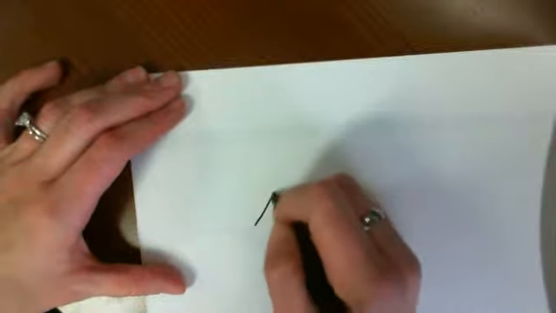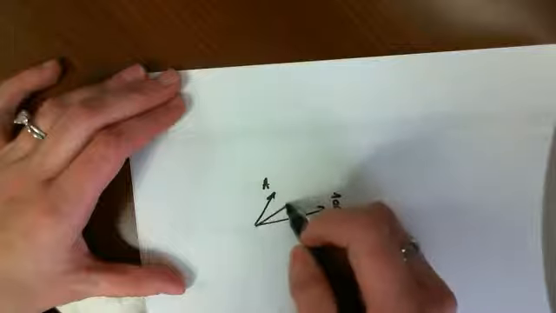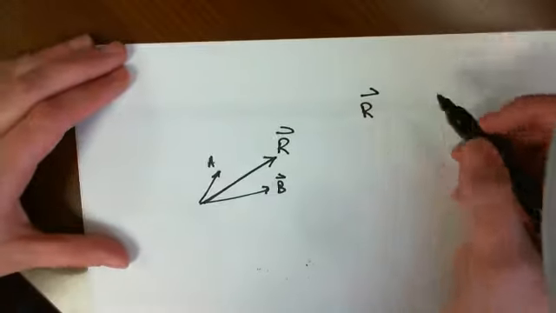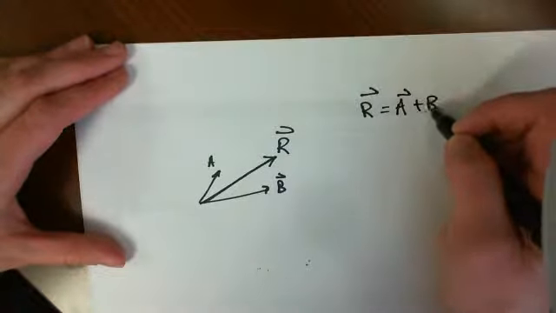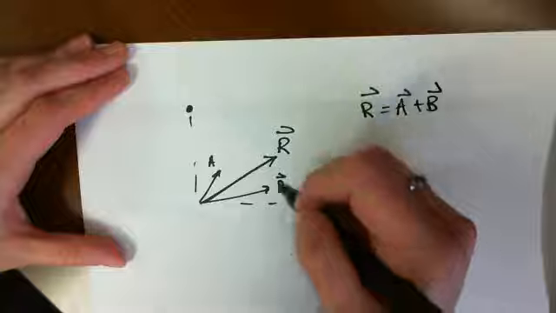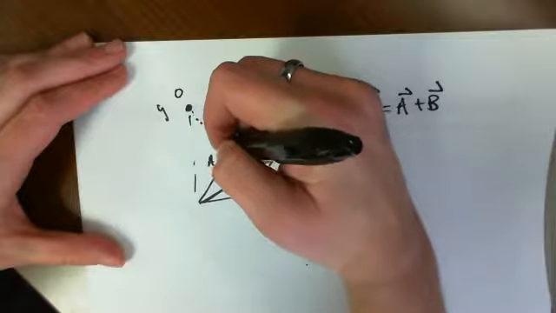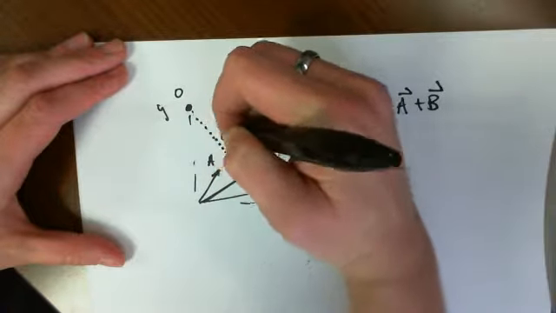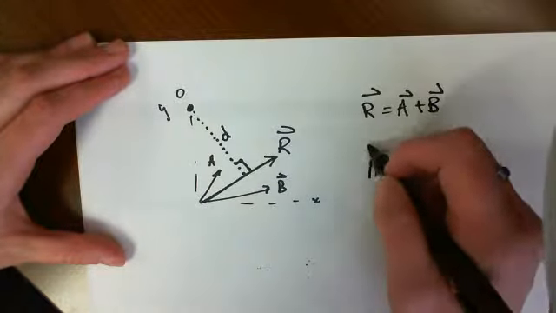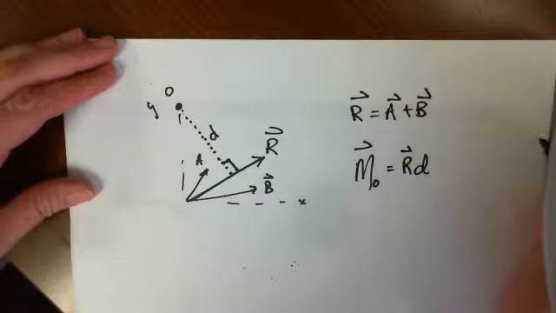If you have a system, say force A and force B, that can be described with the resultant R, where R is equal to A plus B, then the moment created about point 0 by R, if you take the perpendicular distance d, is equal to the resultant times that perpendicular distance d.